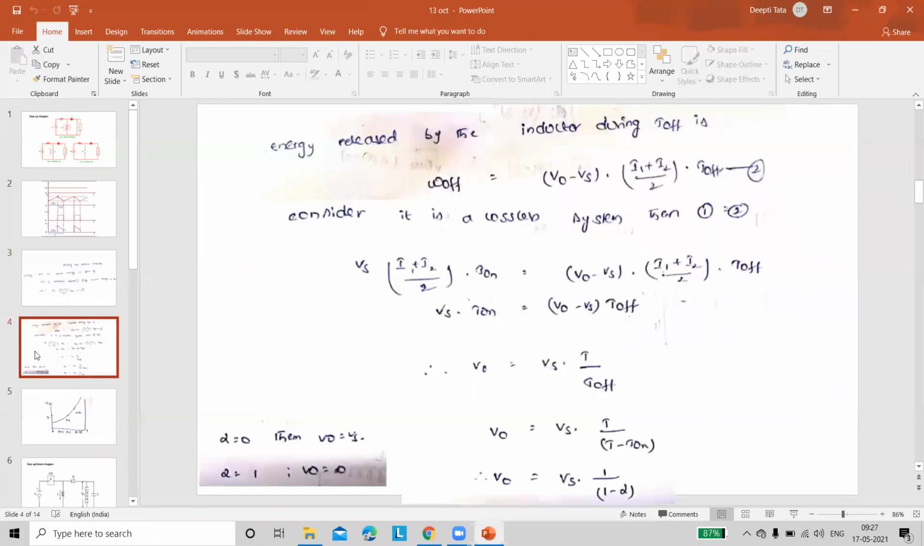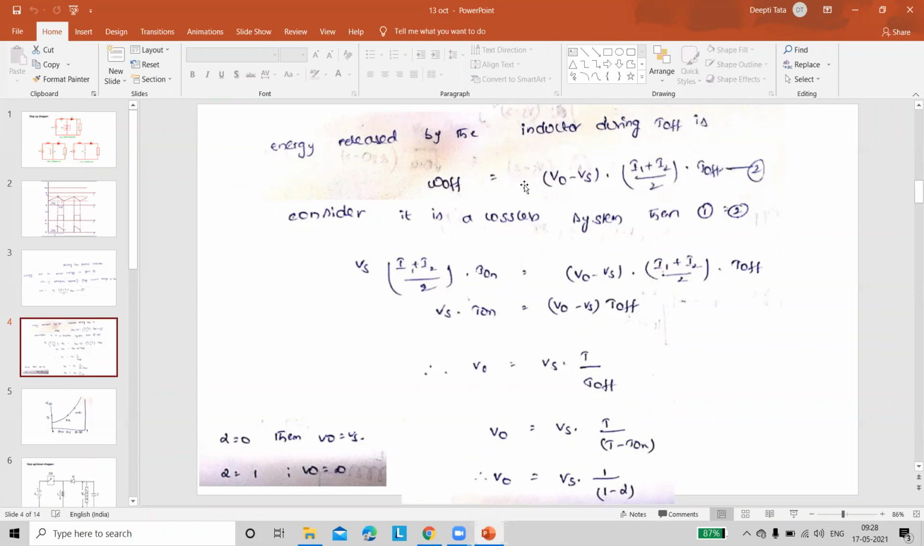Next, during turn off time, what is the amount of energy released by the inductor? Same formula: W off is equal to energy, where the voltage VL is equal to V naught minus Vs, which we get from our circuit diagram. Please see the circuit. Again, average current is I1 plus I2 by 2, and the corresponding time period is off time.